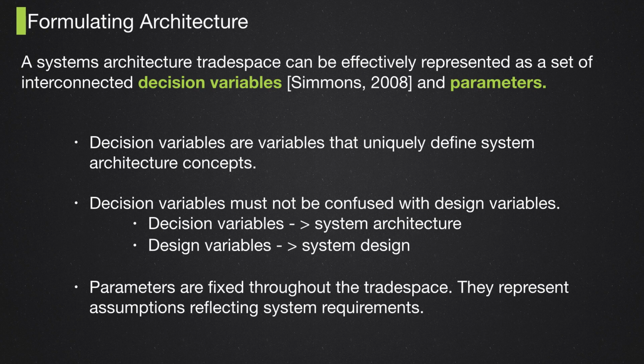Parameters are fixed throughout the trace space, and basically they represent your assumptions, which reflect your system requirements. If you want, you can change them during the analysis to understand the effect on the trace space, but typically they are fixed. So every architecture that you're going to generate, evaluate, and down select will have all the same parameters.